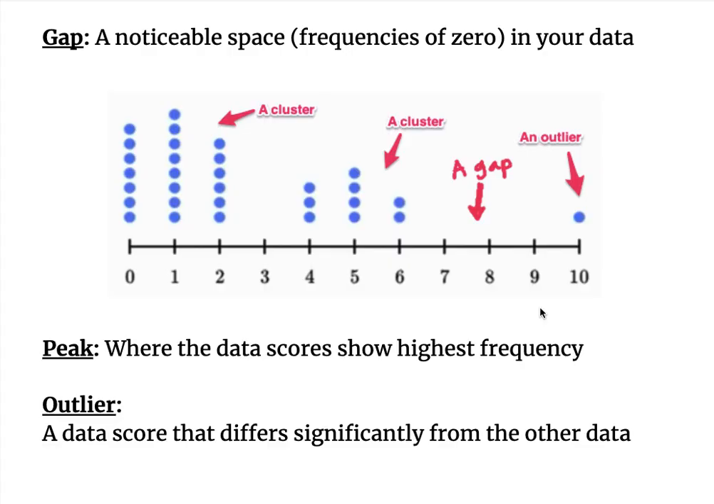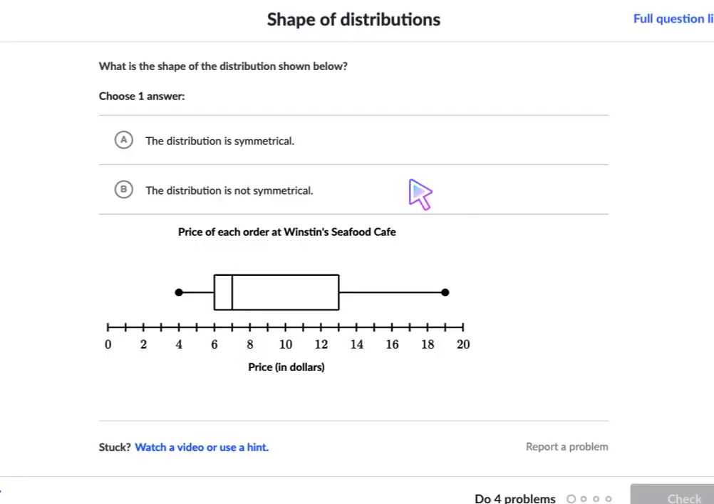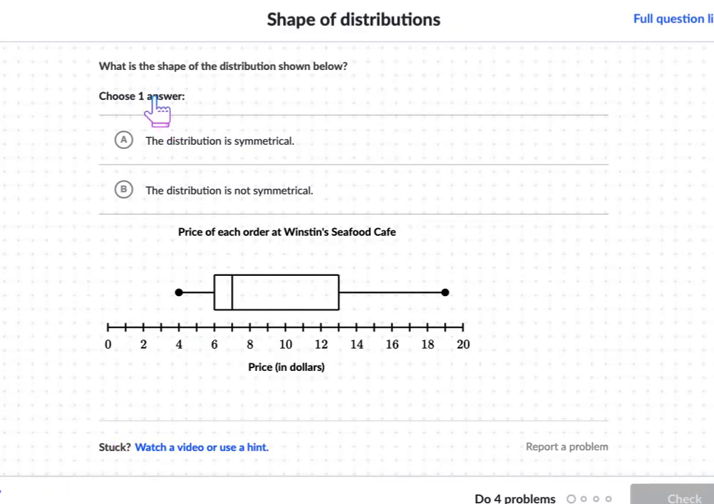So cluster, gap, peak, and outlier are the kinds of features we're going to look at when we look at our data distributions. So be sure that that's in your notebook, and we're going to move to some examples. All right, the shape of the data. This question is asking, what is the shape of the distribution shown below? Is it symmetrical or is it not symmetrical?